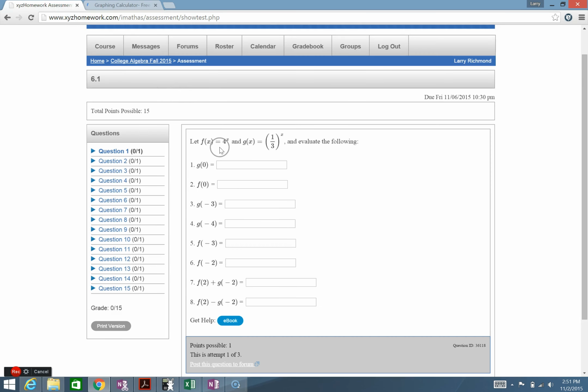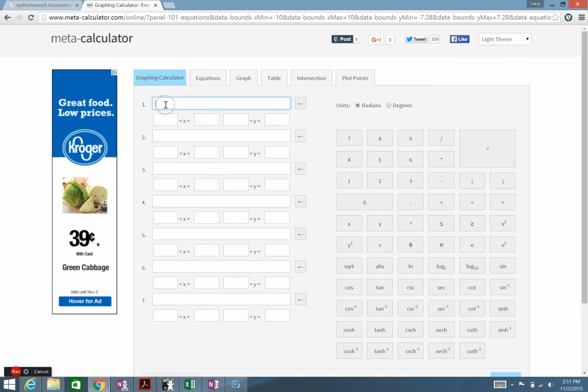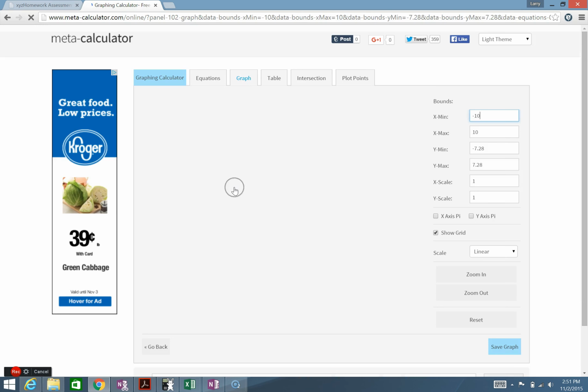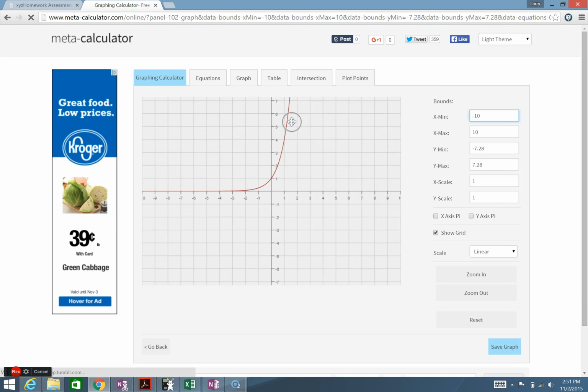I'm going to enter in the function 4 to the x power. Coming into my equations, instead of f of x, I'll type y equals 4, and then I use the exponent key x. Now what I see when I graph this is it's going to be increasing because my rate is greater than 1. Looking at the graph, I see my graph is increasing.